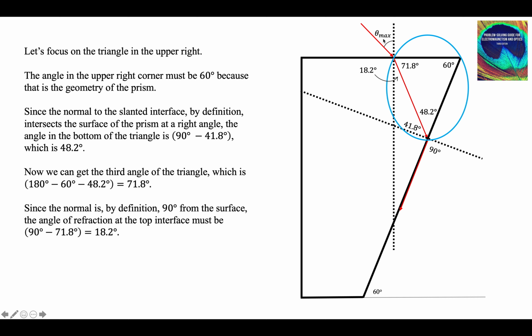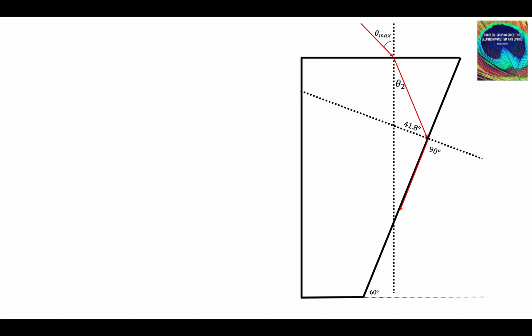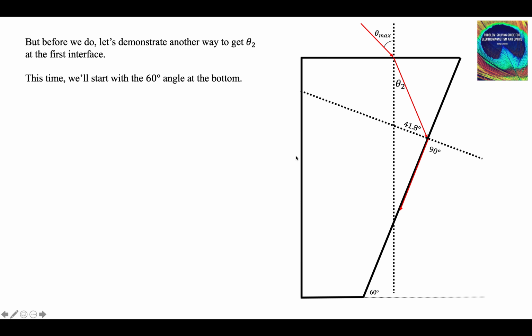So now we can calculate that angle with Snell's law. But before we do, let me demonstrate that there's a whole bunch of different ways to get that angle. In fact, you can use this quadrilateral right here to calculate that angle. But here we're going to start with this 60 degrees at the bottom. If this is 60, that's straight up and down, that has to be 30. If this is 30, that has to be 30. They're vertical angles. If that's 30 and that's 90, that has to be 60.